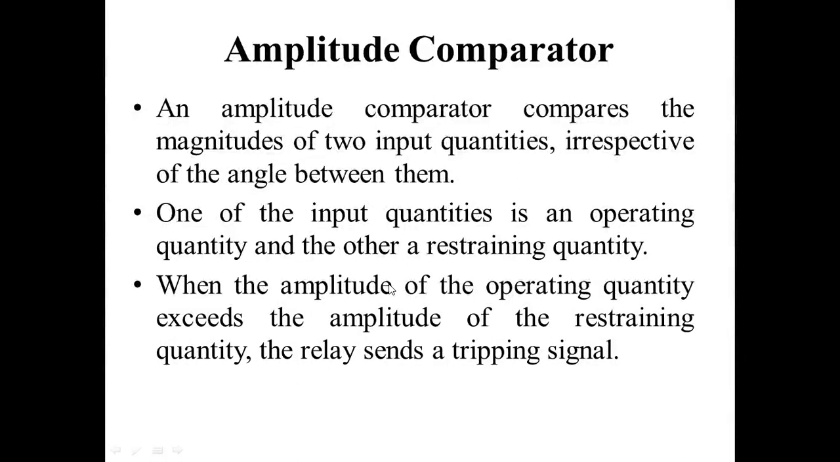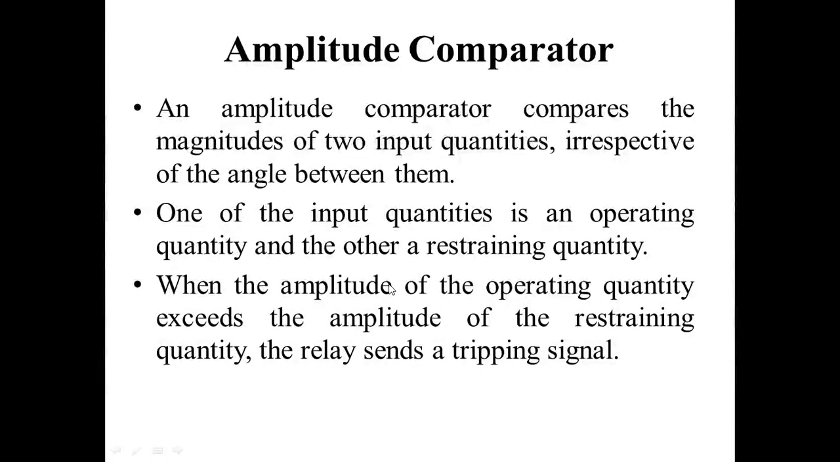When the amplitude of the operating quantity exceeds the amplitude of the restraining quantity, your relay sends a tripping signal. In that electromechanical type relay, the basic principle of any relay is that when your operating quantity is greater than restraining quantity, the relay sends a tripping signal to the circuit breaker. In that case, it is the same principle by which it operates.